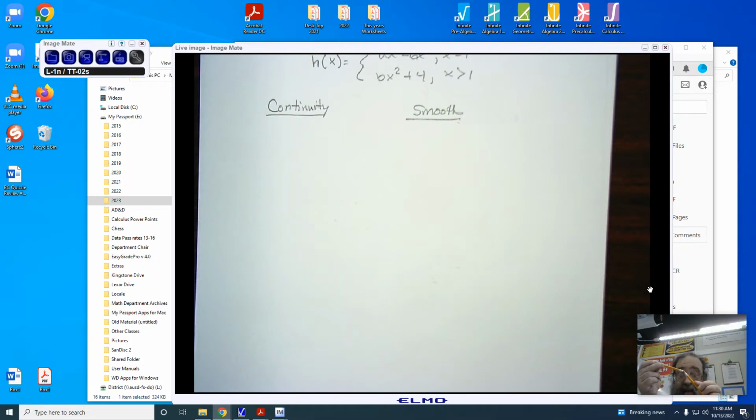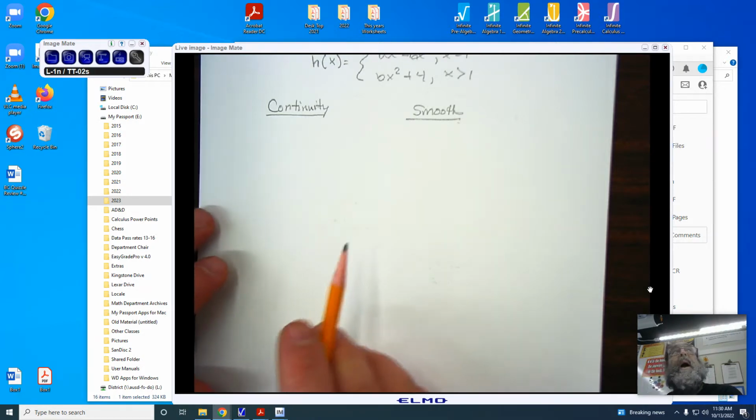That's the idea. Then we're going to be dealing with the idea of smooth. Smooth means that the derivative from the left and the derivative from the right are equal. This is that idea of the two-sided limit from the difference quotient as h approaches 0. So let's take a look at how we do it, all right?